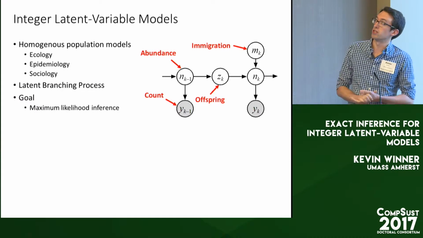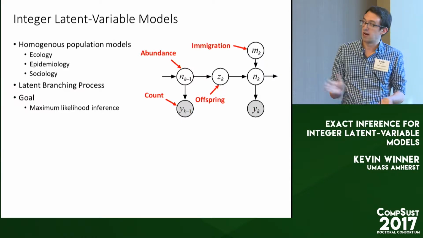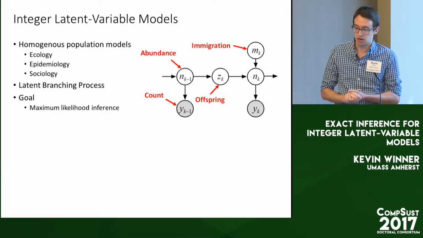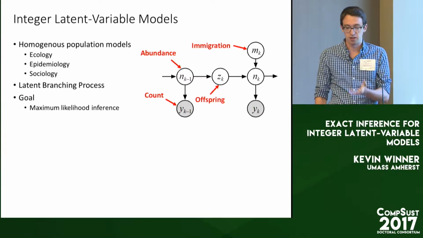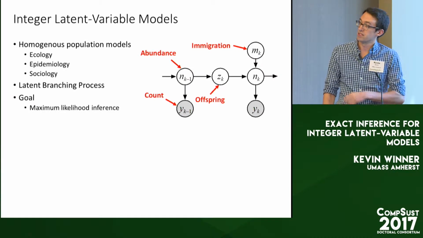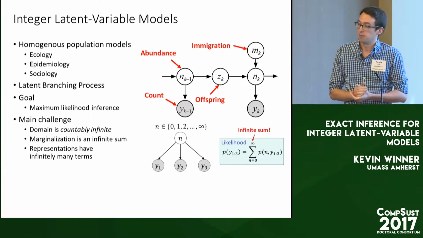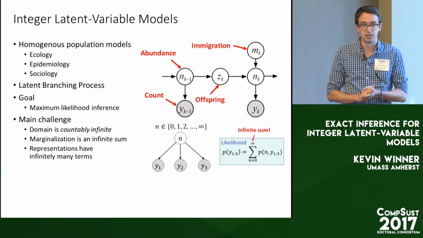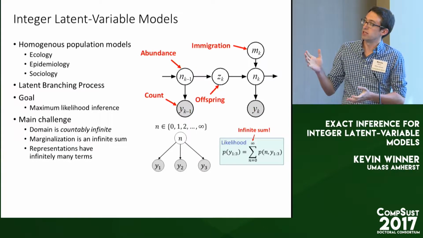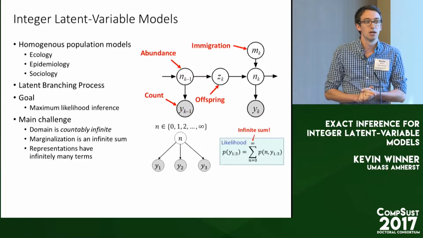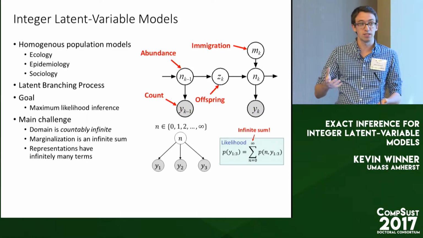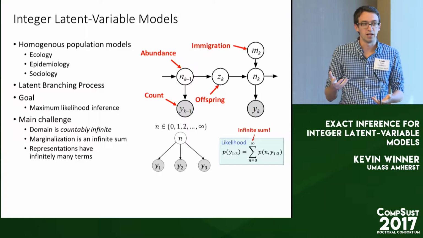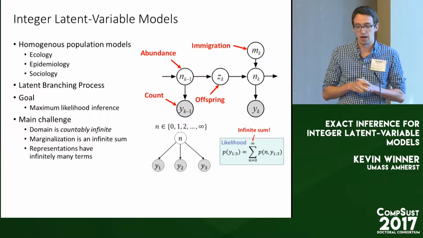My goal, let's just say I want to do something pretty simple. I just want to do maximum likelihood inference to learn the parameters of maybe the offspring, the immigration, and the observation processes. So I need a function to compute the likelihood. This sounds like a pretty easy problem. But the challenge here is that what unites all of these population models is that they have an unbounded support for the latent variables. So the latent variables are discrete, but they're unbounded. So most of my inference tasks end up including an infinite sum.